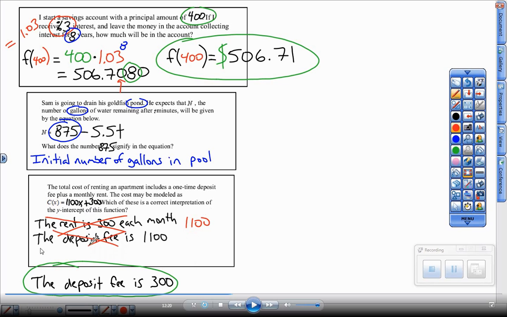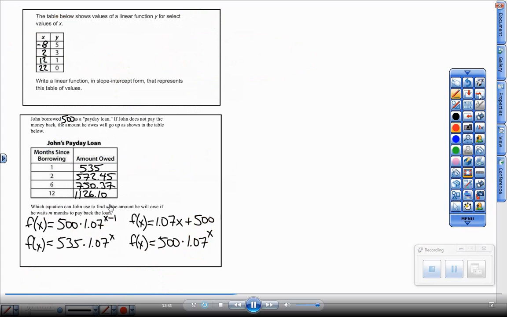This one says the deposit fee is $1,100. That is not true. That number is in front of the X term. That's your rate of change. That's how much you're spending each month. The only good answer of these three is the deposit fee is $300, or the zero term is $300, or the y-intercept is $300, or before you've been in there for even a second, you've already spent $300.